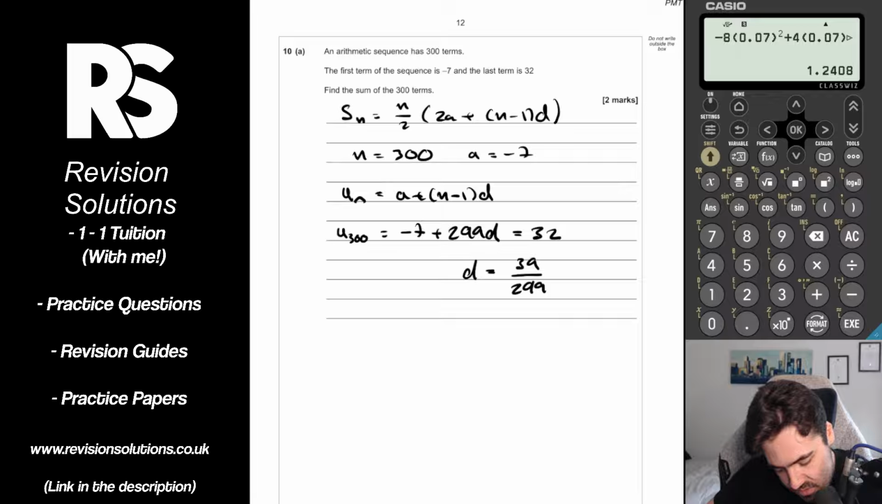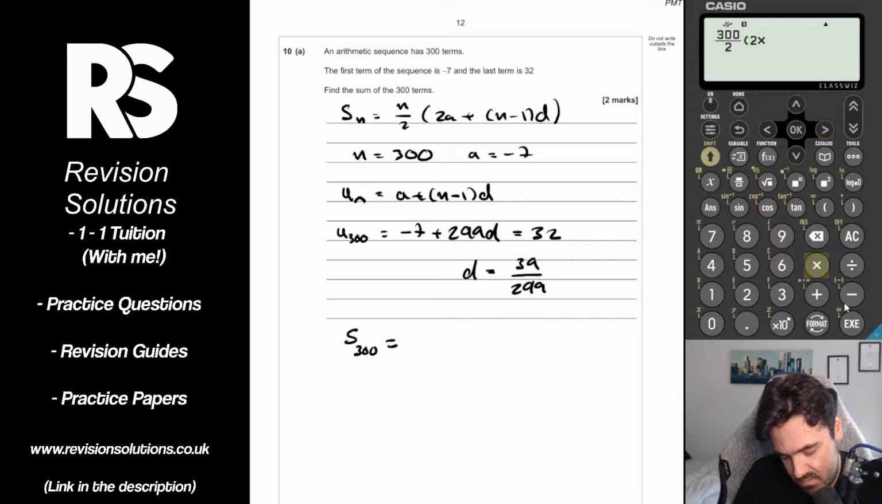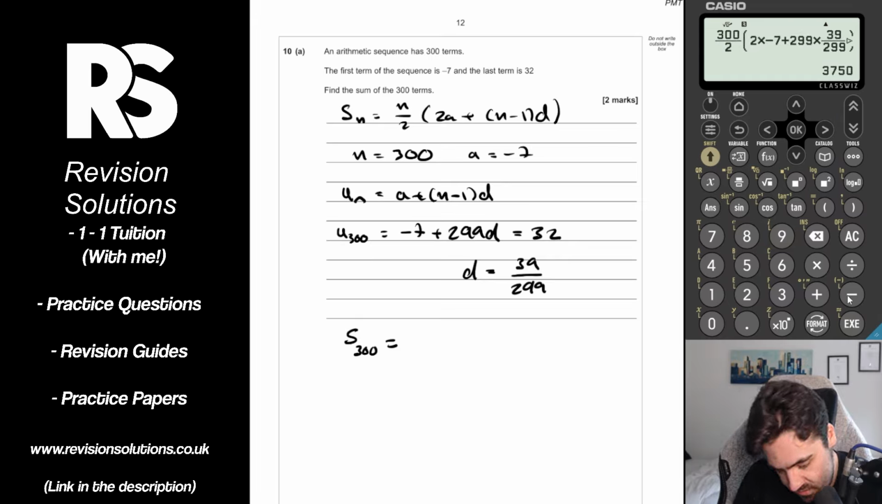So then we can just go and plug into our formula. So S of 300 is going to be, using our calculator for all of it, 300 over 2, open bracket, 2 times the minus 7, plus 299 lots of the 39 over 299, which gives us 3,750 total.